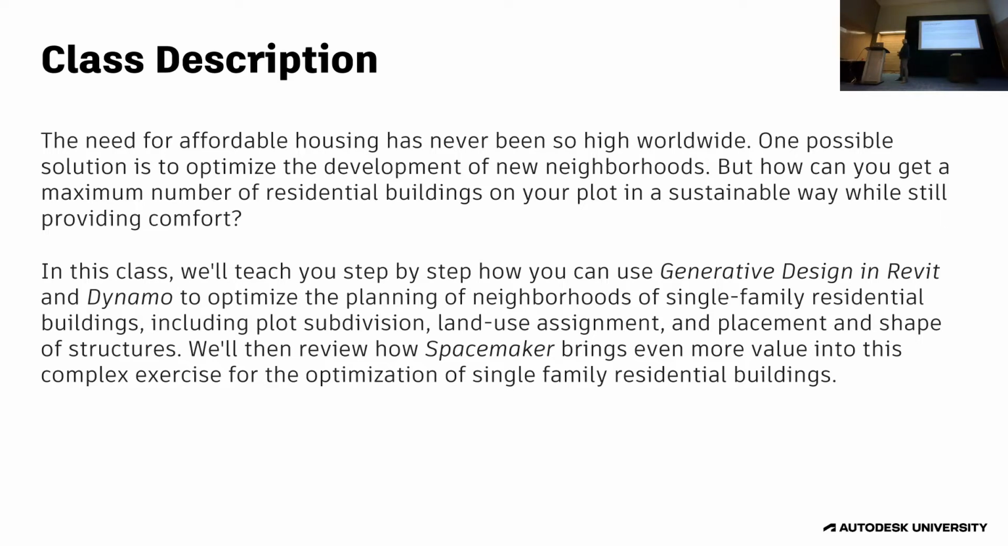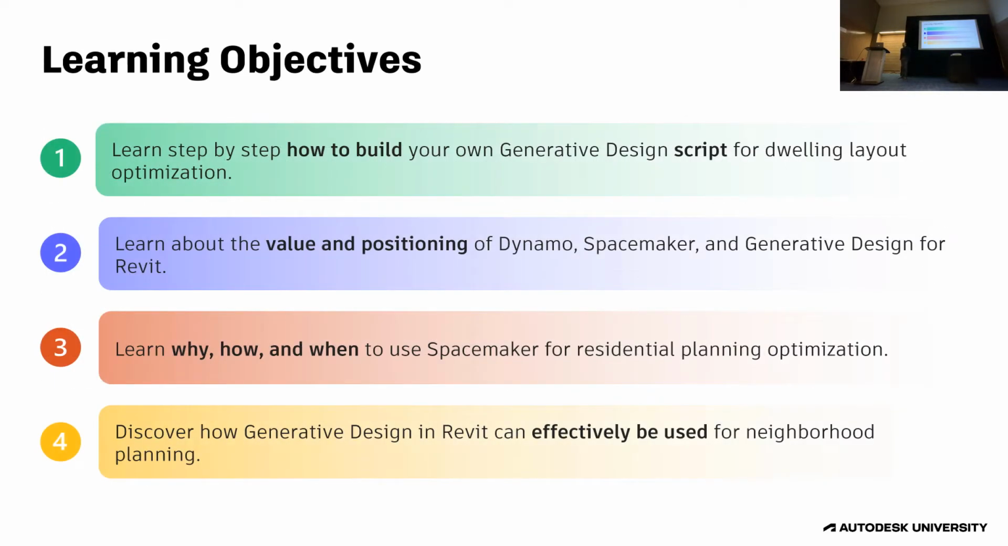Now the learning objectives. What are we going to do in the first step? Building the script. We're going to learn how to build a graph so that generative design can come up with an optimized dwelling layout. We want to be able to get that content on the site and figure out if it's good.